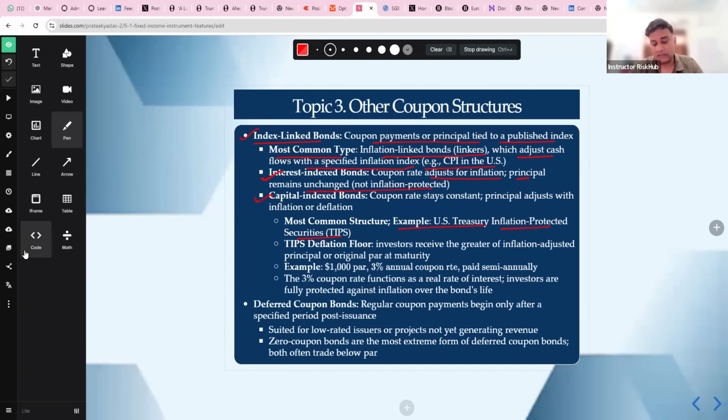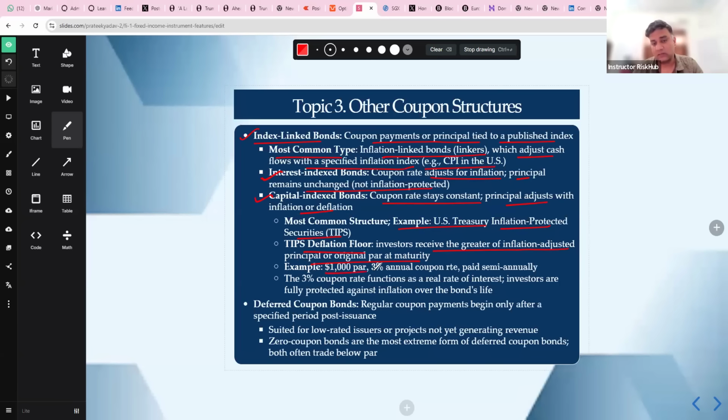Another category is capital index bond, where principal changes with inflation and the coupon rate remains fixed, right? And the key point is that TIPS have a deflation floor. Investors receive the greater of inflation-adjusted principal or original par at maturity.